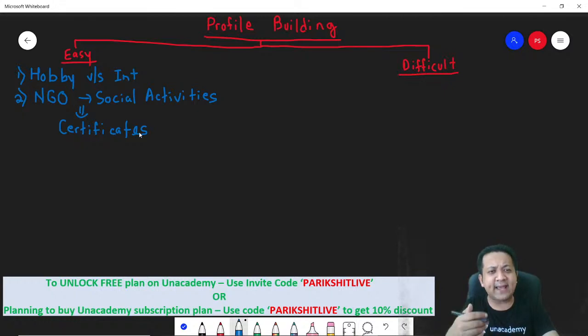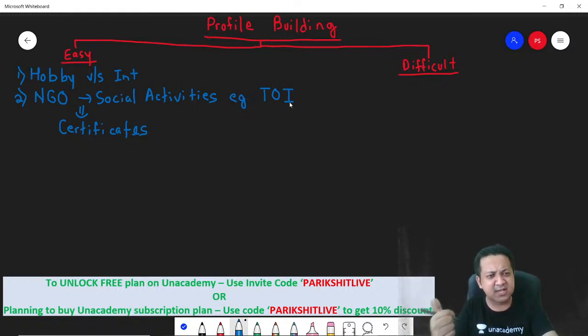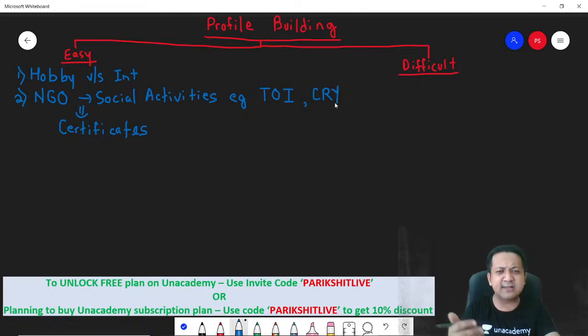Let's say, what NGOs can you get yourself to participate in? It could be, for example, a Times of India initiative. They have some teaching activities, literacy promotion activities among villagers, among slum dwellers. A lot of activities. There are other activities from CRY, other child activities. Probably you can go and teach in a village.